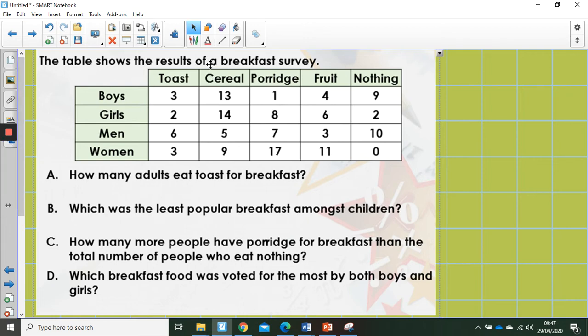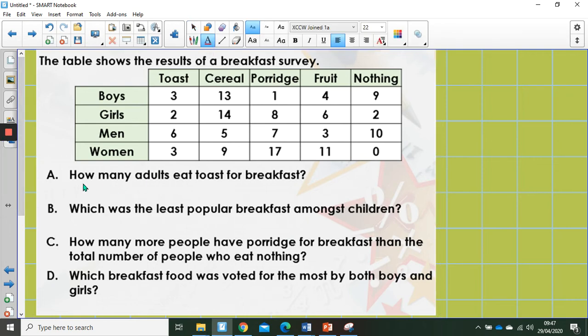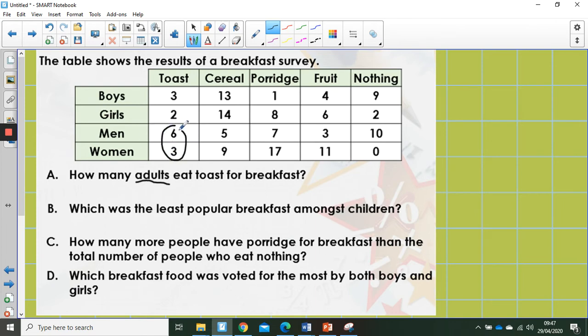Be very careful here. Remember that we've got to be very careful that we're checking the question and thinking of exactly what it's asking us. It's not asking us for everybody that eats toast, just the adults. So we don't need to think about the boys or girls, just the men and women. Is your answer the same as mine? I've got 9.